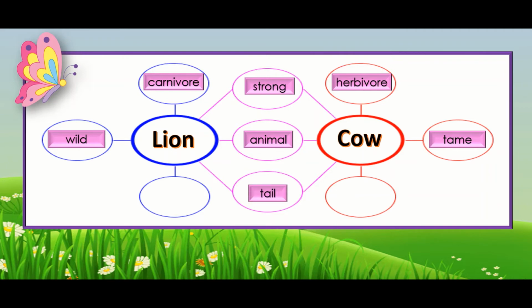Similarities. A lion has a tail. Likewise, a cow has a tail. Differences. A lion lives in the forest. On the other hand, a cow lives in the farm.